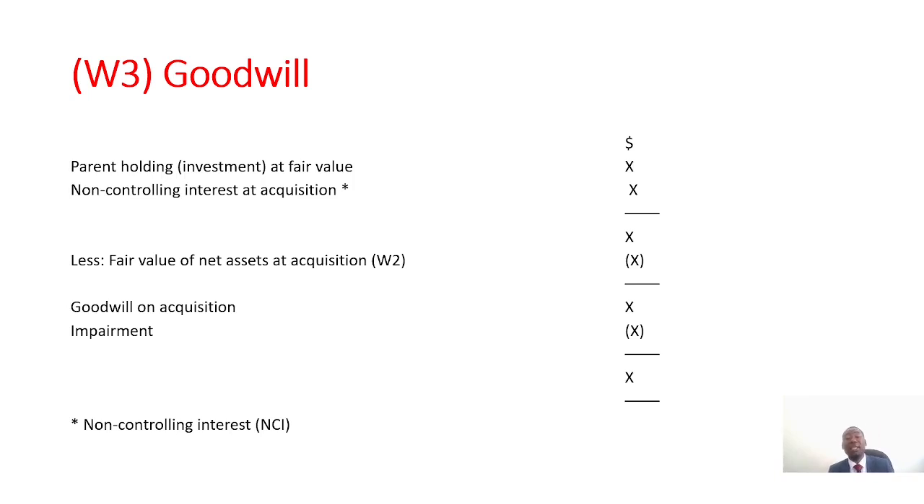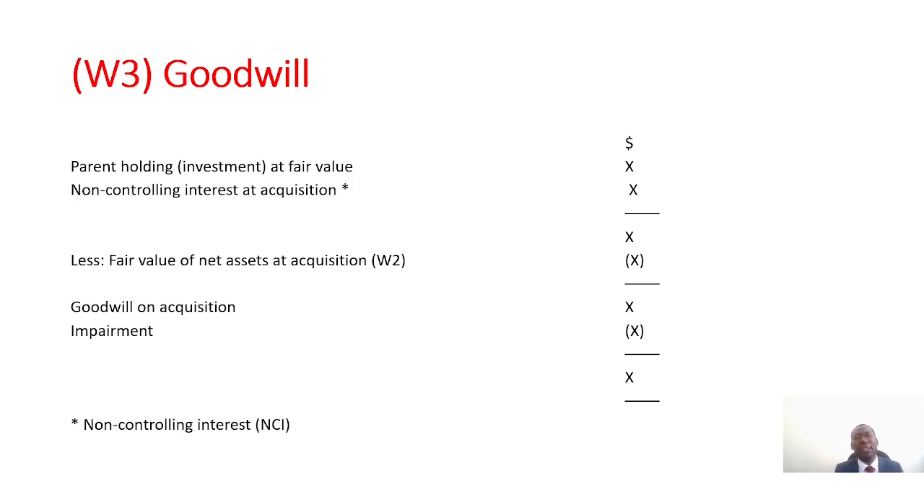So you simply get it there. So please, you are simply getting the cost of investment. You add the non-controlling interest. Then you subtract from the fair value of net asset acquisition, the one you had calculated in working 2 when you are dealing with the net asset at acquisition. Then you're going to have the goodwill at acquisition.